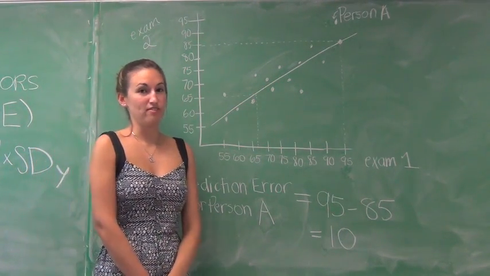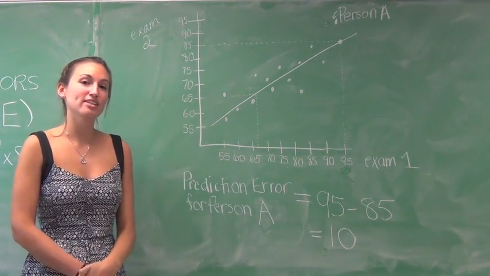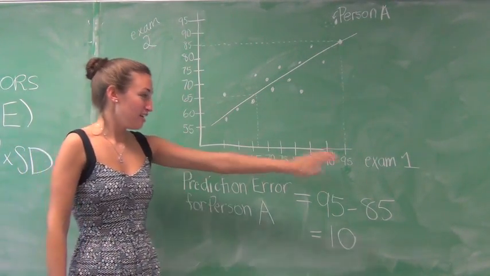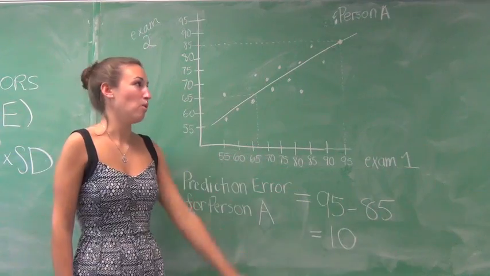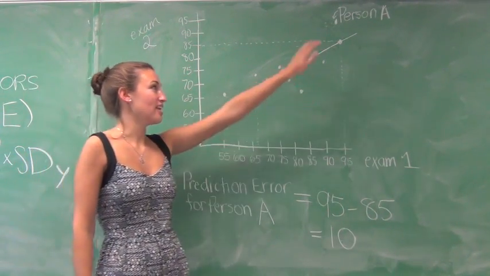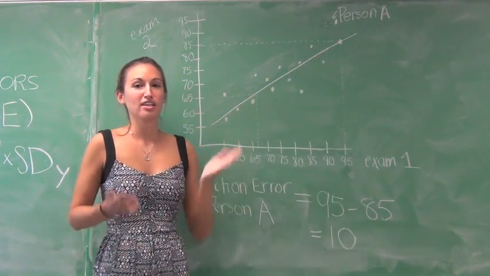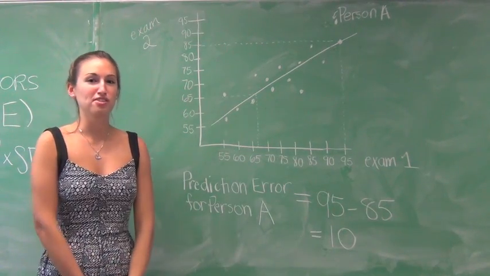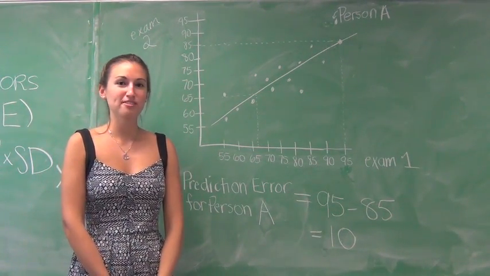You guys know standard deviation measures spread. So it allows us to say that if someone got a 95% on exam 1, we predict that they'd get an 85% on exam 2, give or take that value for the standard deviation of the prediction errors.